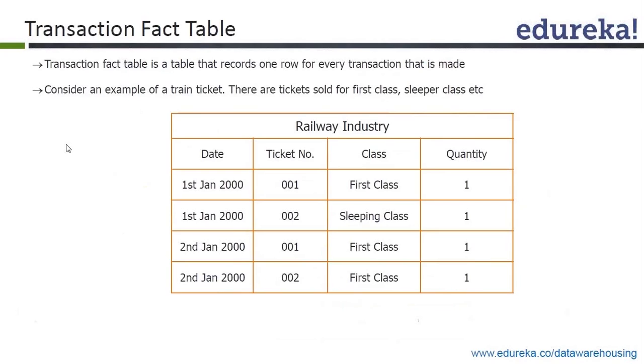So in this fact table, you can actually find out how many sleeping class tickets were sold in the month of January, or how many tickets were sold on 1st of January, how many tickets were sold on 2nd of January, or whether ticket number 01 sold was first class, something like that. So 3 different dimensions. You can calculate facts based on date, ticket number and class. So this is an example of a transaction fact table.